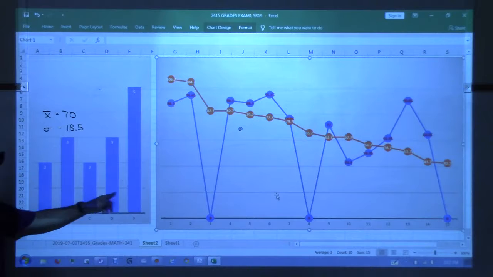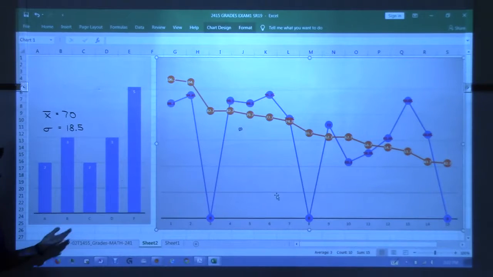This is the A's, B's, C's, D's, and F's. This is not fun to look at, but it is what it is. I think the test was challenging. I think the grades reflect that, but there were students that did well on it. So, yeah. Any questions or comments or concerns or complaints or gripes or anything about it?